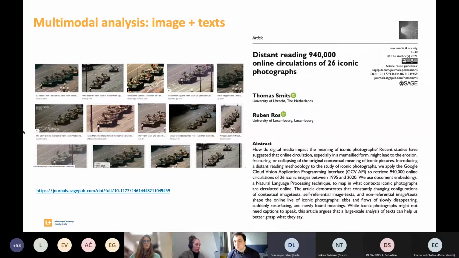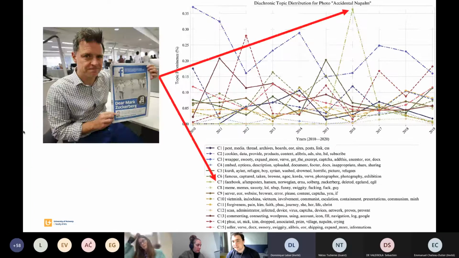So we applied this to a large collection of iconic photographs, which we extracted from the internet. We had this large collection of both the photographs, but also the text from the web pages where they were published. And then we applied a form of topic modeling on the text. And then we plotted changes in the prominence of different topics over time.